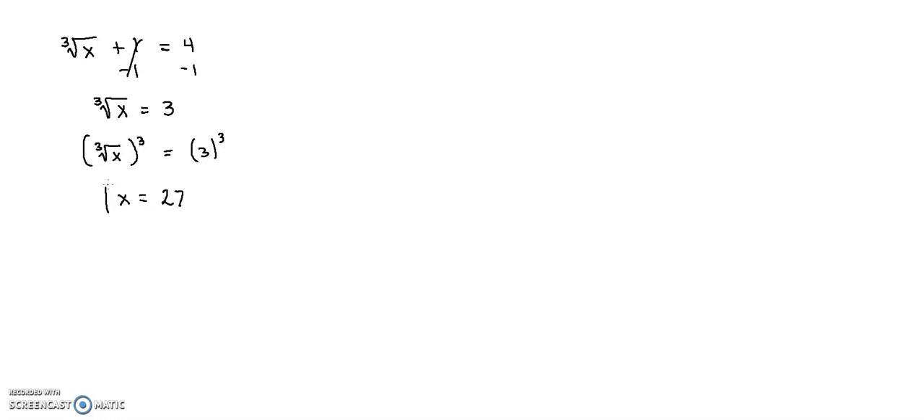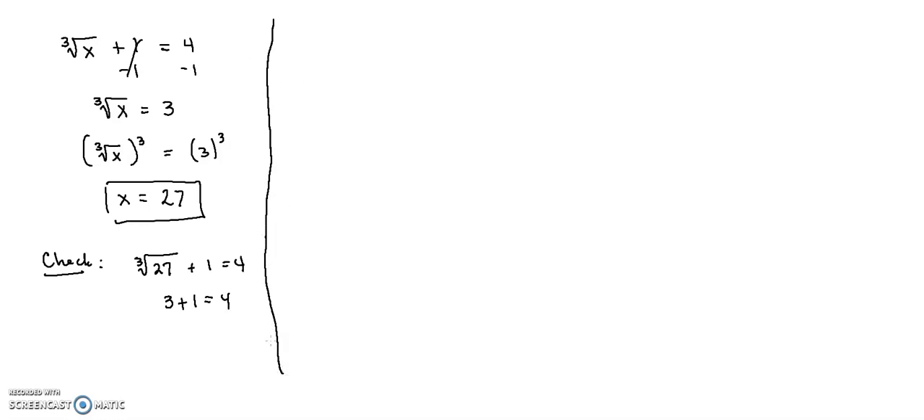Now, it's a good idea to go ahead and check these, but we don't have any issues with positives, negatives, and false solutions. So these 100% should check, and it's just a good idea to check them to make sure that you got the right answer. So we do cube root of 27 is 3, and of course 3 plus 1 is equal to 4, so we know that we got the right answer.